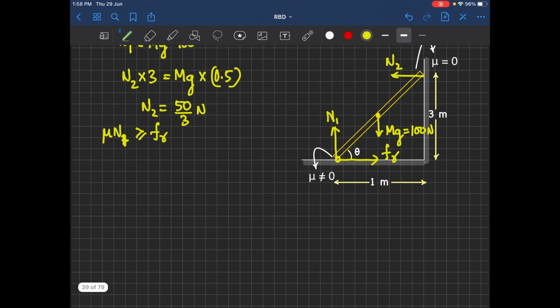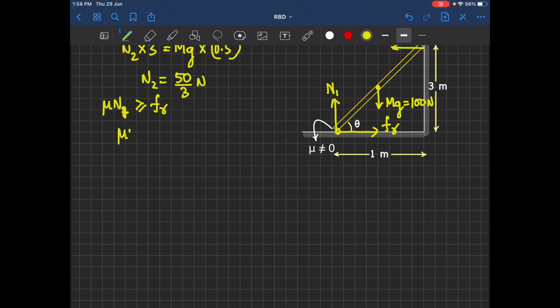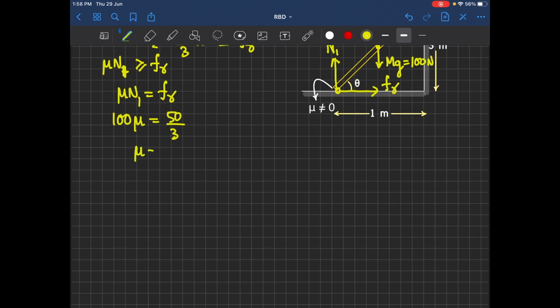So for limiting condition, mu N1 equals friction. So if I equate, then I get 100 mu equals friction, which is 50 by 3, because friction is equal to normal N2, right? This N2 is equal to friction. So now we got 50 by 3, and solving this we got mu value as 1 by 6. So this is the minimum possible value of mu, 1 by 6.